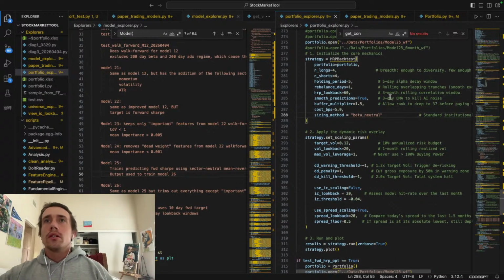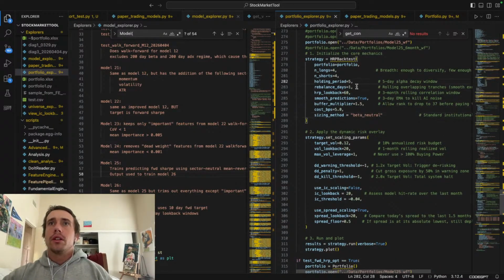All right, so 4 longs, 4 shorts, 5 days holding, 1 rebalance day, 60-day look back, smooth predictions true, so that looks good. 0.12, false, only spread scaling. So spread scaling doesn't look like it works as well as IC scaling.